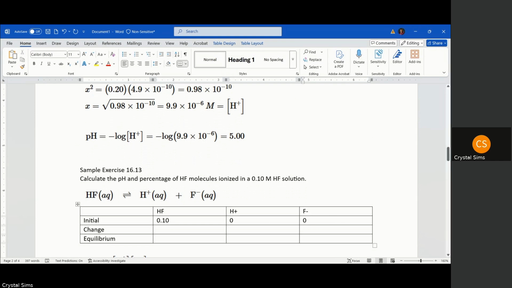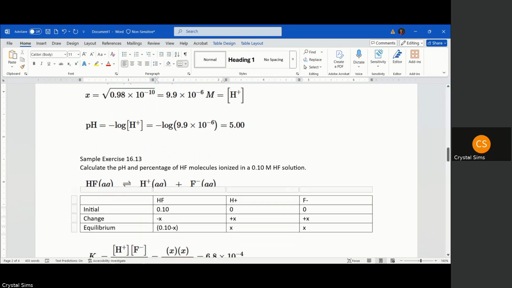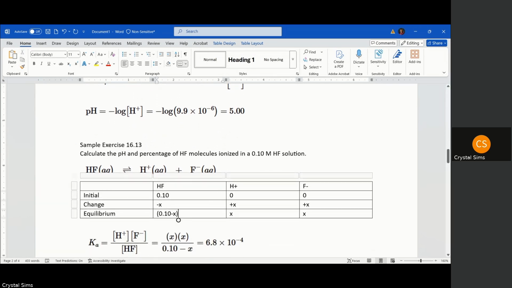And just like in the last one, I have no information other than I know that it's going to change by some number. So we'll plug that in. And I know that this will subtract by that number, and I will have 0.10 minus x. All right, so there's my ICE table. I've got it filled in. And I can go ahead and set up my Ka expression.